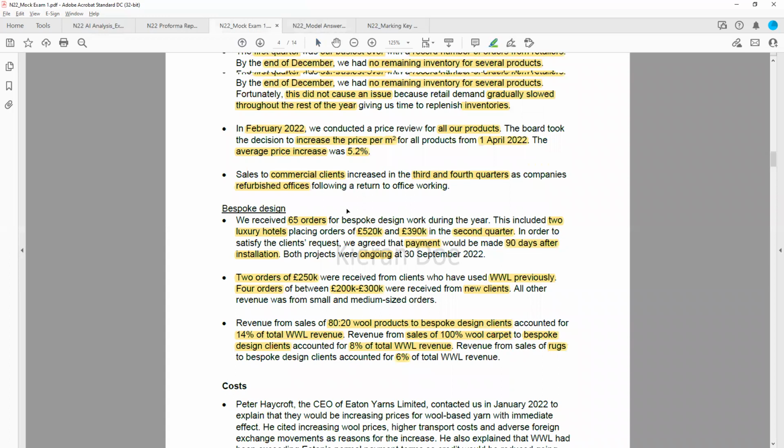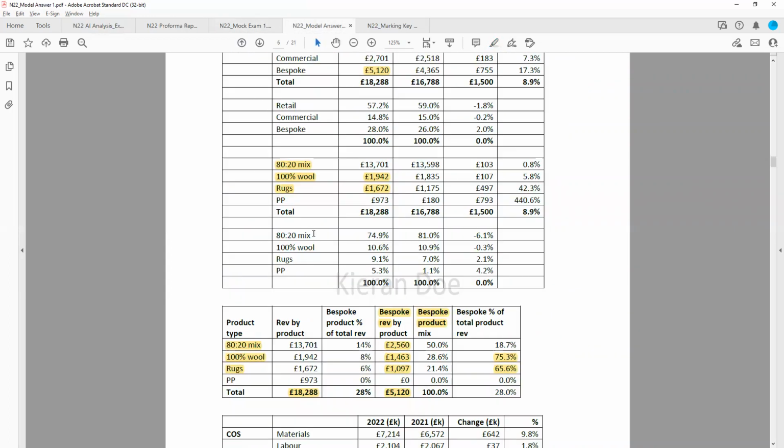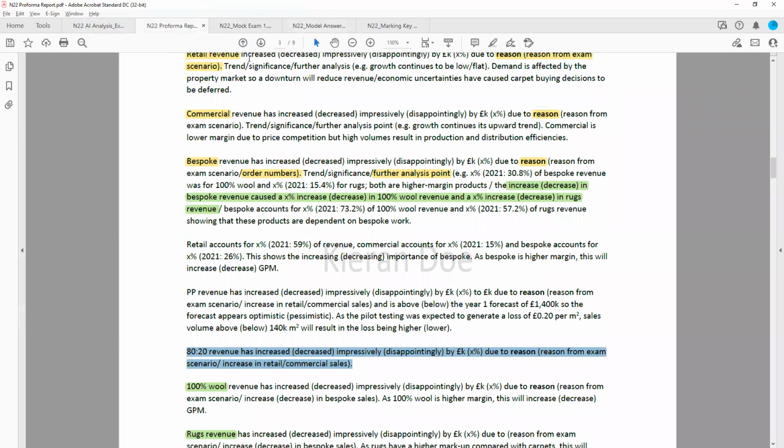So they're the things I look for when I'm thinking, which numbers do I want to comment on? Well, I look at the numbers which have had the most significant movement.